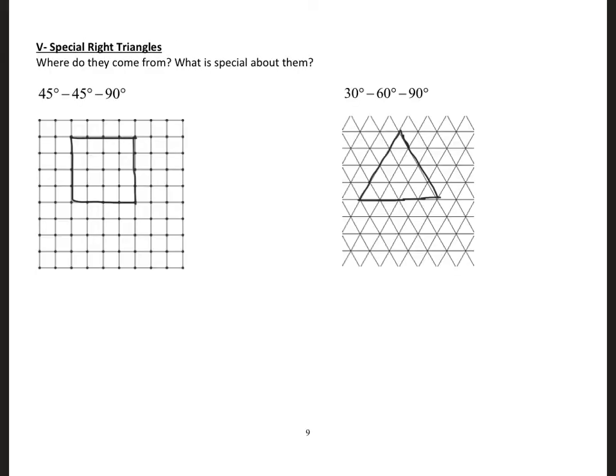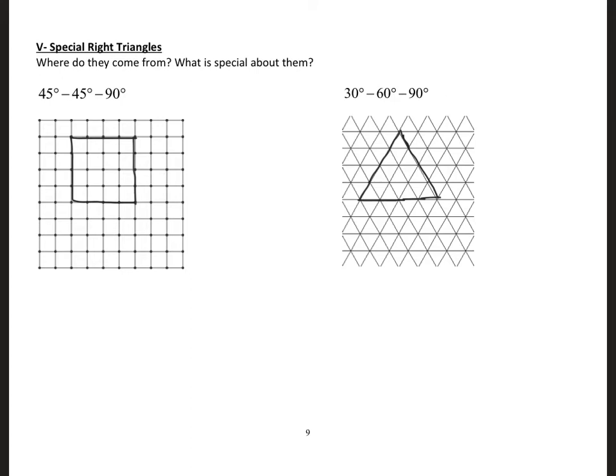In this video, we are going to look at special right triangles. We have two of them: the 45-45-90 and the 30-60-90. And I want to start you from the basics.